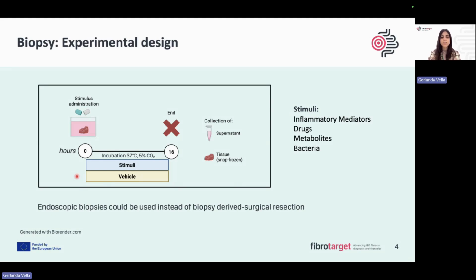At time zero, the stimulus or the vehicle is administered, and the tissue is incubated for 16 hours at 37 degrees, 5% CO2. At the end point, the supernatant and the tissue are collected for downstream analysis. This is the list of all the possible stimuli that can be added in the medium: inflammatory mediators, drugs, metabolites, and also bacteria. In the case where the surgical resection biopsies are not available, endoscopic biopsies could be used instead in this protocol.